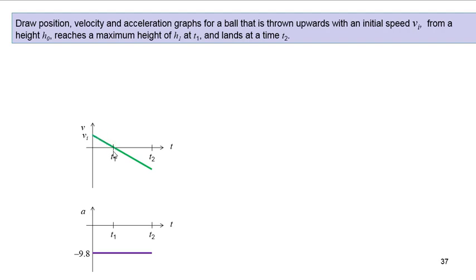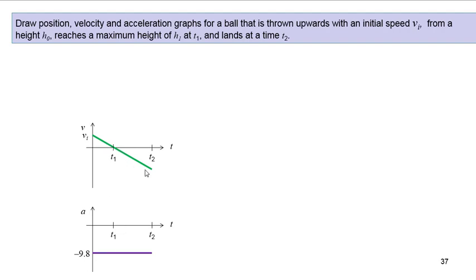At this point, it reaches the maximum height. At that maximum height, the velocity is 0 just for that moment. Nothing happens to the acceleration. And now it starts to fall downwards, and it's getting faster and faster as it falls downwards, still at this same rate of the negative 9.8 meters per second squared.